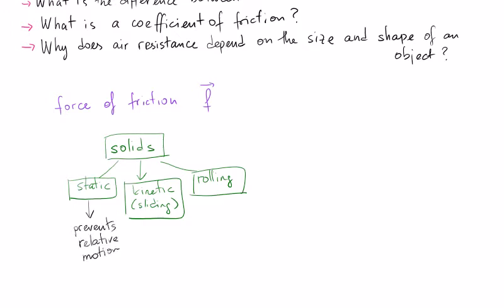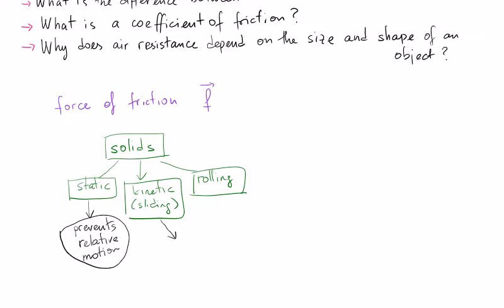Suppose you want to move a large desk and you push on it, but the desk doesn't move. The force of static friction between the desk's legs and the floor opposes and equals the horizontal force you are applying. So there is no motion, a static condition. Static comes from the word stationary.